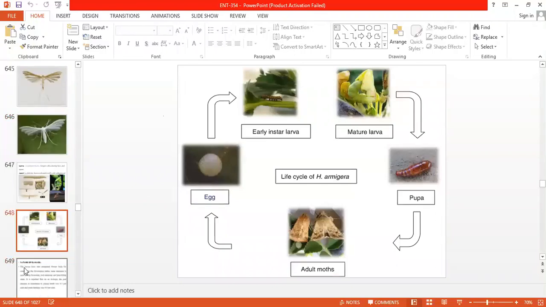Life cycle: mostly eggs are deposited on tender shoots, leaves, flowers, or on pods. Incubation period 5 days. Larval period is near about 4 weeks. Pupal stage of that pest is found on the pod surface or in pod burrows. Pupal period is near about 2 weeks. Total life cycle is completed within 7 weeks.